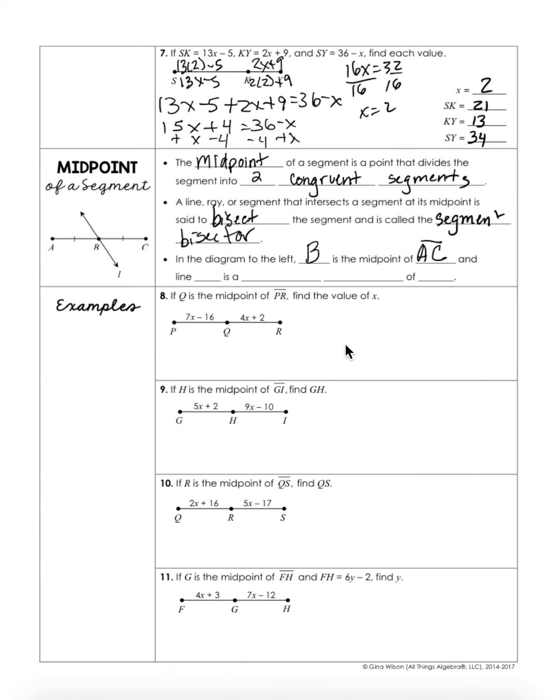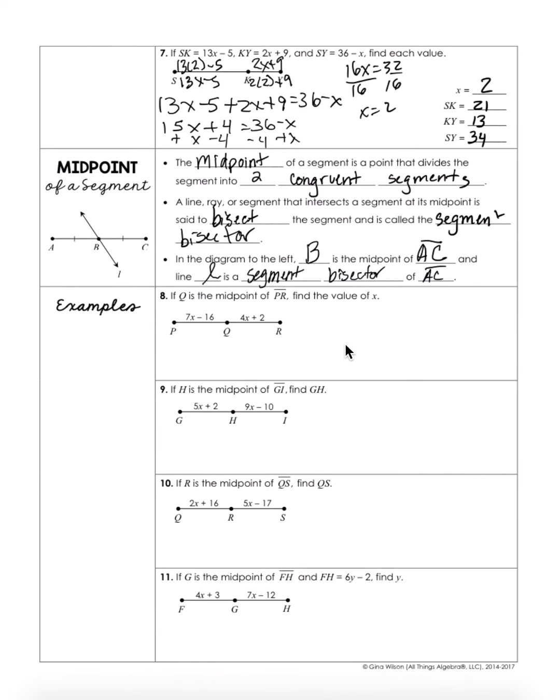And then line L here is a segment bisector of segment AC. So line L is a segment bisector of AC. Again, putting that hat on that segment. All right, so let's try working that a little bit.